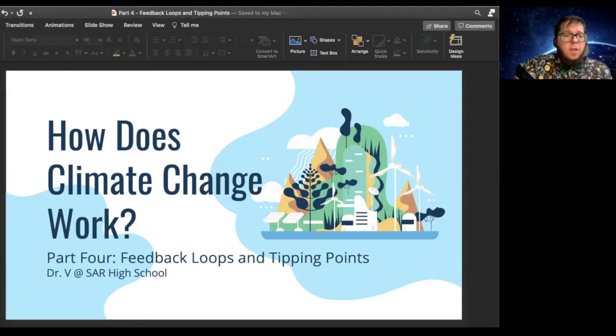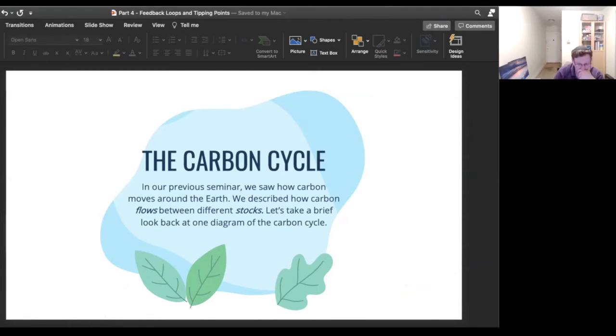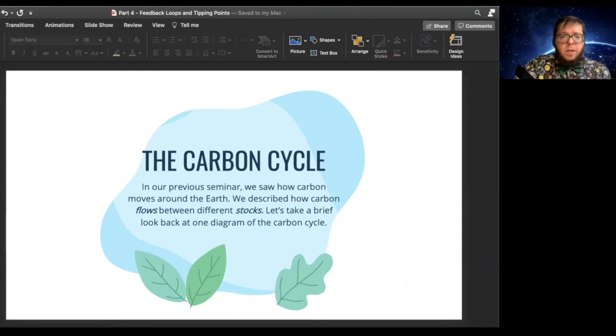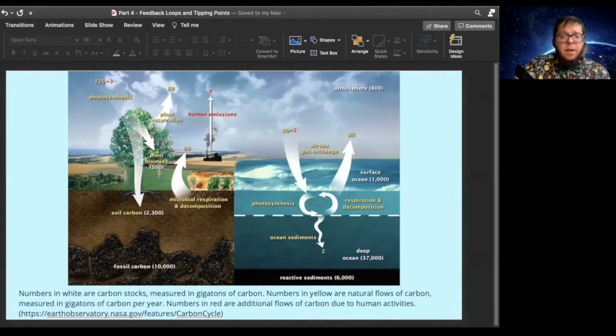So as a quick refresher, in our previous episode, we saw how carbon moves around the Earth. We were looking at the carbon cycle, and we described how carbon flows between different stocks. That concept of stock and flow is going to be the foundation on which we continue to build our understanding. So let's take a quick look back at this picture of the carbon cycle on our planet.